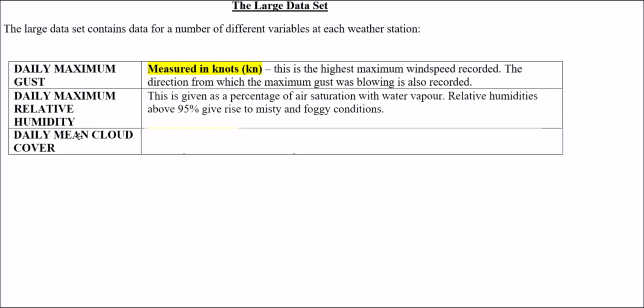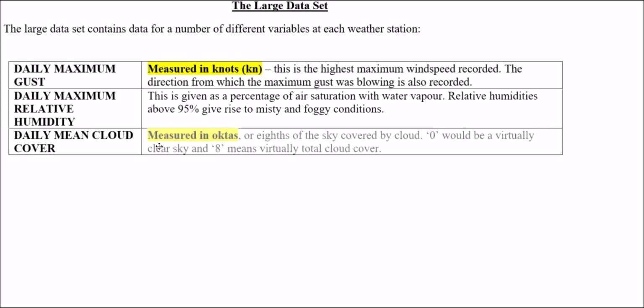And also there's daily mean cloud cover, and this is a weird one, it's measured in octas, or eighths of the sky covered by cloud. So octas, thinking of octagon or octopus, whatever, octas means eighths. So 0 would be a virtually clear sky, 0/8, and 8/8 means virtually total cloud cover. For example, on an autumnal British day in October, I don't know.